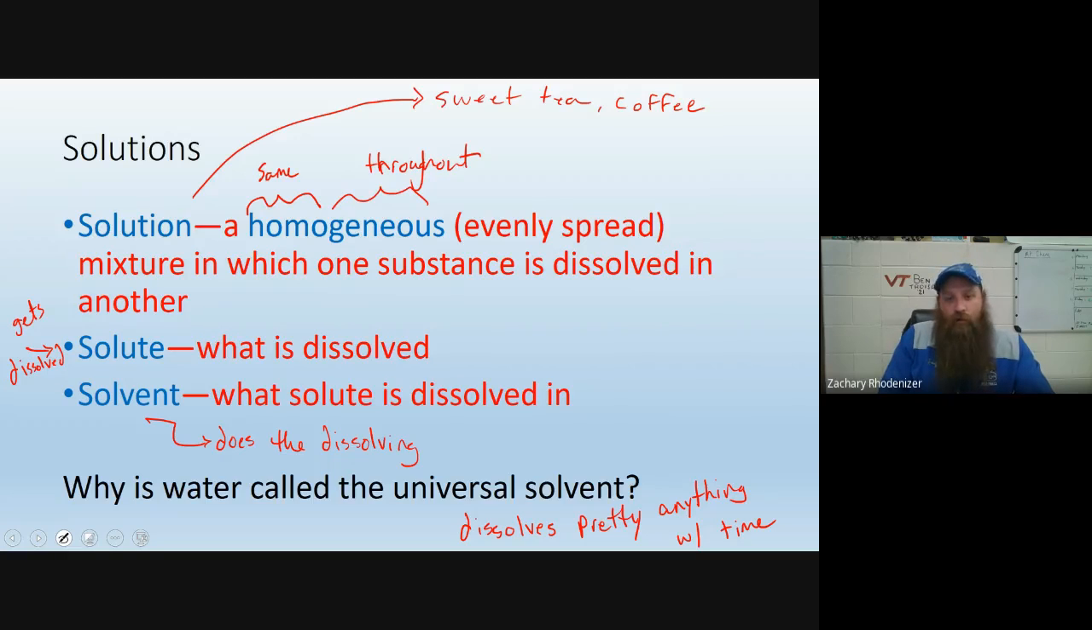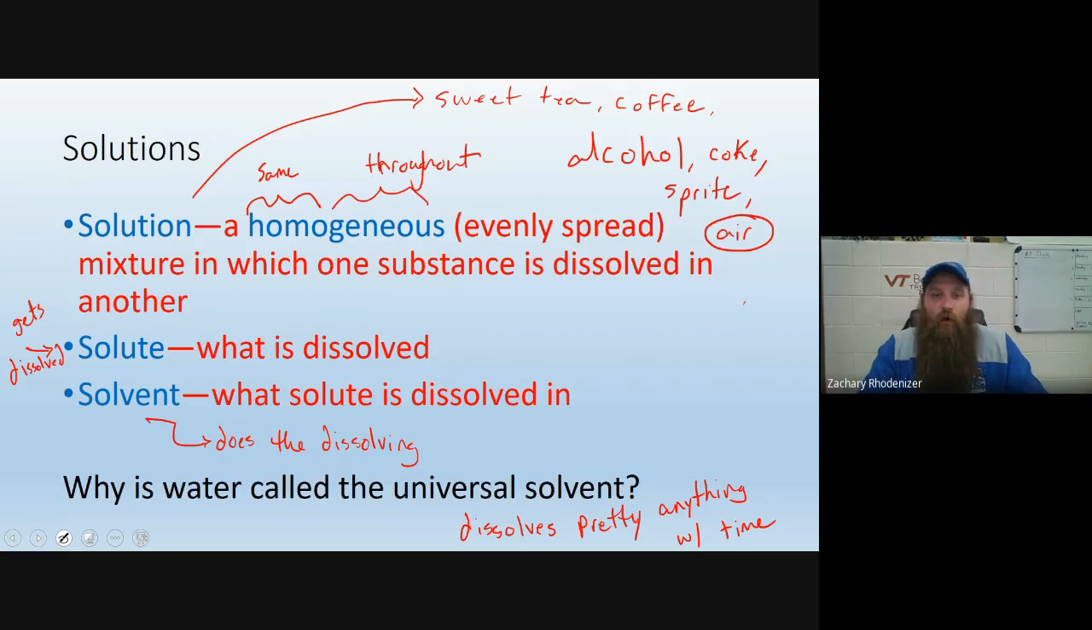And you've probably seen a t-shirt that says alcohol is a solution. Well, in chemistry, yeah, in biology, alcohol is actually a solution because it looks the same throughout. So basically, Coke would be a solution, Sprite would be a solution. It's stuff dissolved in water. Air is a solution because air is a bunch of things dissolved together and they look the same throughout. So remember, it doesn't have to be dissolved in water. It's just a mixture where things are evenly spread out. There's one substance dissolved into another.